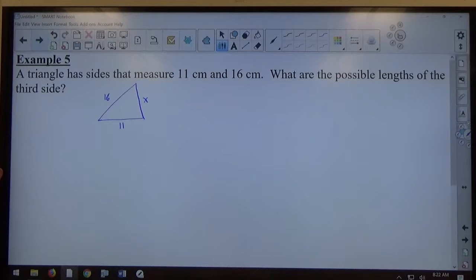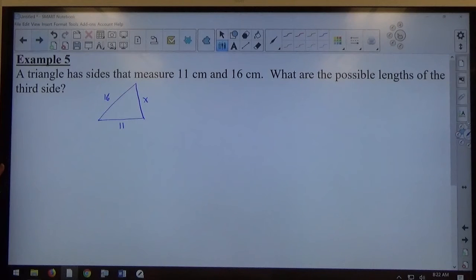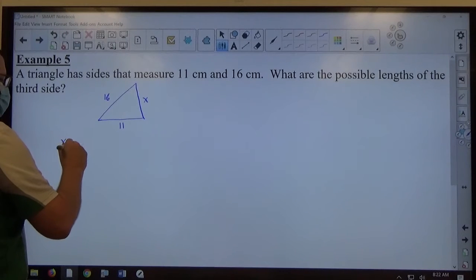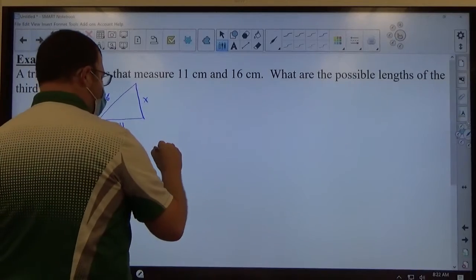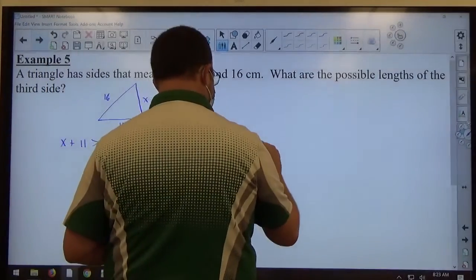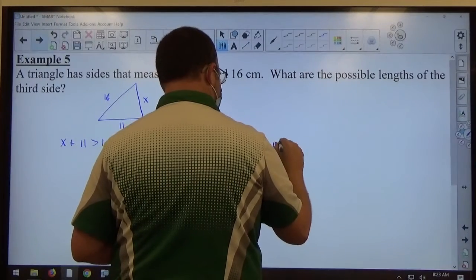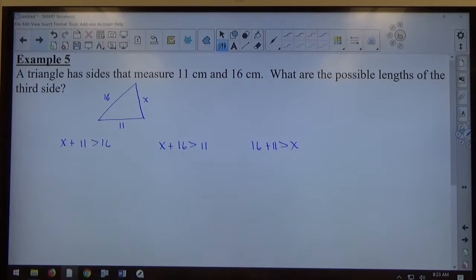I want to write all three inequalities for this set of sides. So the three sides are x, 11, and 16. According to the triangle inequality theorem, all three of these have to be true at the same time. x plus 11 has to be bigger than 16. x plus 16 has to be bigger than 11. And 16 plus 11 has to be bigger than x. So you write down all three inequalities.